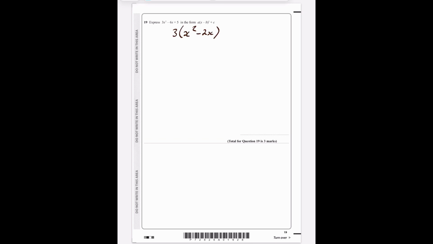For completing the square, so first thing I'm going to do is factorize out 3, so 3 lots of x squared minus 2x plus 5, and then complete the square with the x squared minus 2x. Expand out the 3, so 3 lots of x minus 1 squared minus 3 plus 5, and then simplify the minus 3 plus 5 to make a plus 2, and we have completed the square.